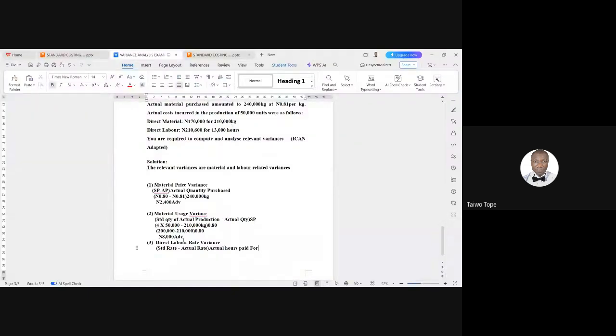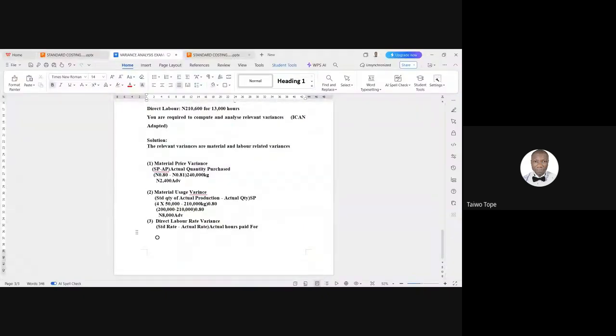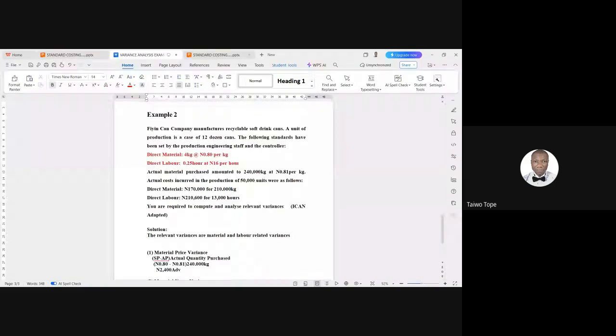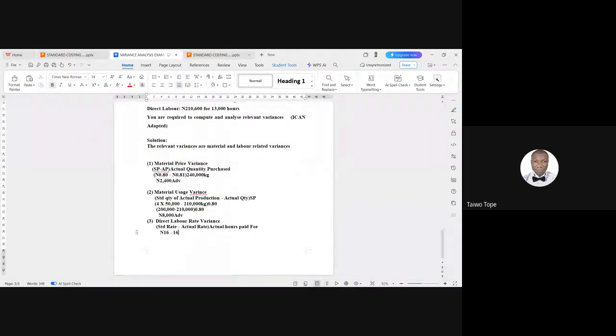So based on this question, our standard rate will be what? 16 naira. See it, how much are you paying per hour? So you have it as 16 naira. The actual rate will now be what? Let's go to the question. Direct labor: overall, you pay 210,600 when you use 13,000 hours. How much will you pay for 1 hour? 16.2. Fine. It means your actual rate will be 16.2.